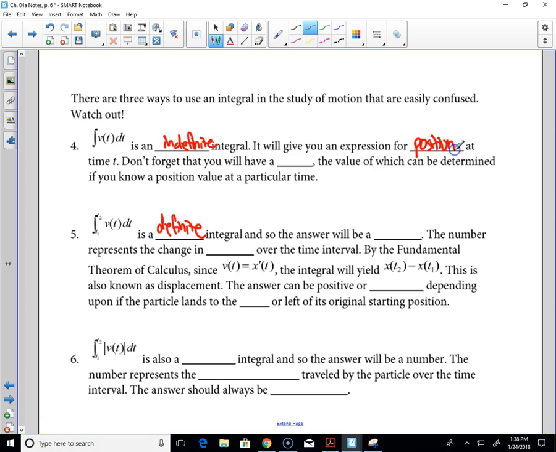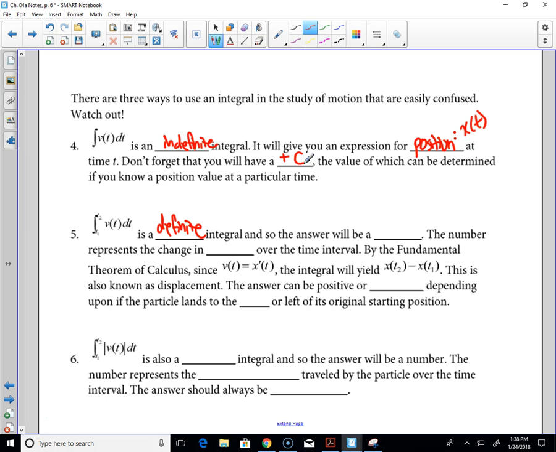So I'll be getting the position function x of t, the position function at time t. But if it was a general integral of f, it's like, okay, fine, I'm getting his antiderivative, whoever he is. Don't forget that you will have a plus c, the constant of integration. You're going to have a plus c for an indefinite integral, because we don't know if the antiderivative had a constant or not.